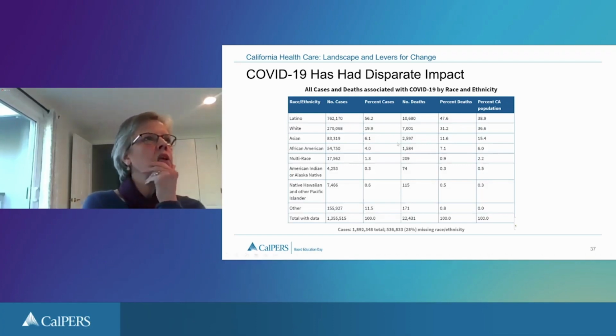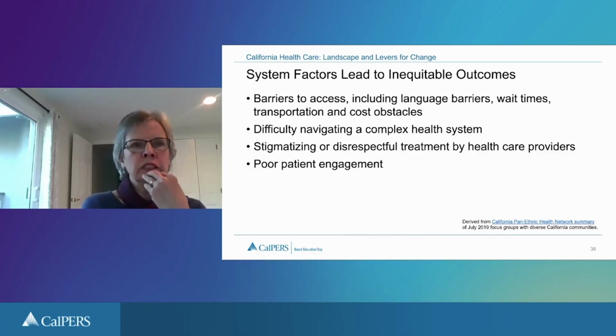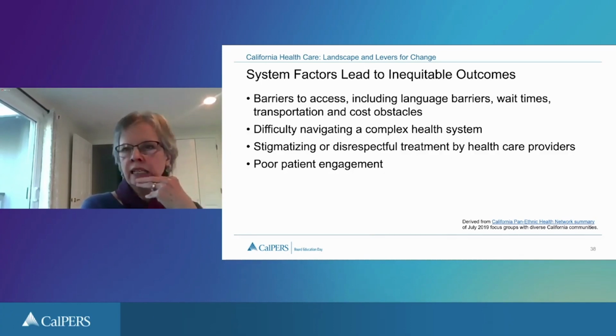Next slide, please. So what leads to these inequitable outcomes? I've already mentioned the socioeconomic factors, and in the case of COVID-19, the types of jobs and living conditions that people have factor into it. But I wanted to talk briefly about the system factors that lead to inequitable outcomes. And this derives from some qualitative research done by the California Pan-Ethnic Health Network. They wanted to really dive into how system factors contribute to inequitable outcomes. They interviewed Californians of diverse identities and backgrounds, including race, ethnicity, disability status, sexual orientation, and gender identity. And they uncovered a number of problems that contribute to these inequitable outcomes.